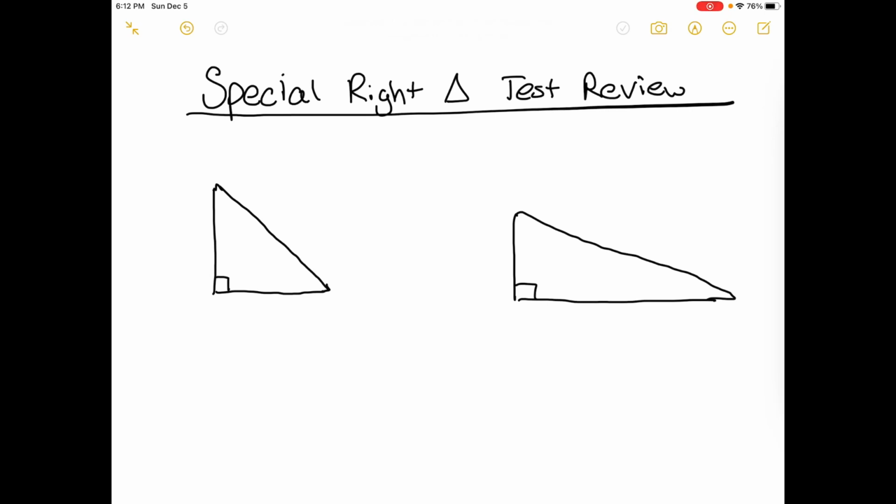Okay, let's review for your special right triangle test. You need to know these formulas for both special right triangles. You have a 45, 45, 90, and then you have a 30, 60, 90. We need to know how the legs, the side lengths of your triangles, work, and we need to know the formulas for those.